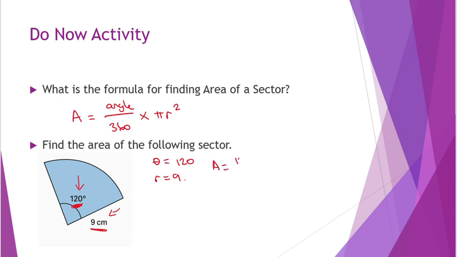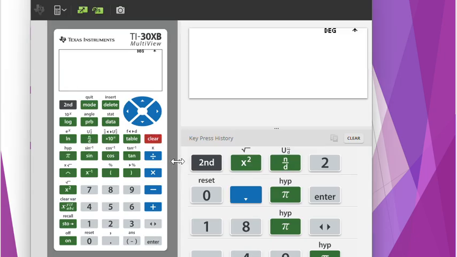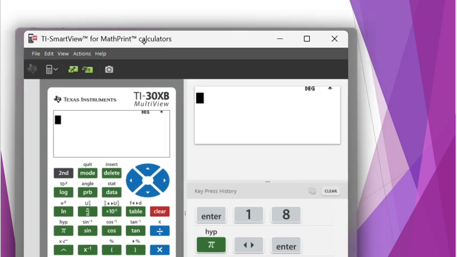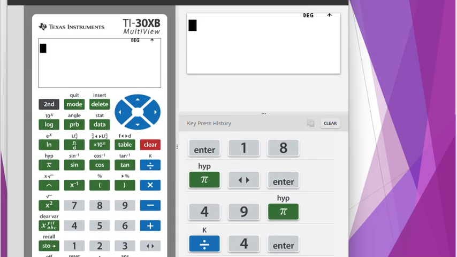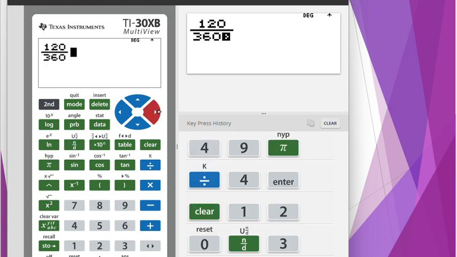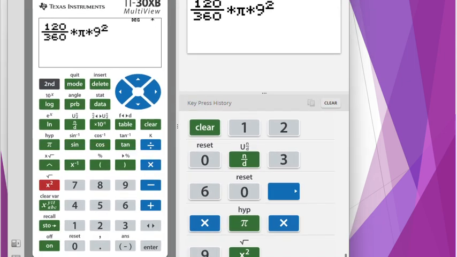Now I'm going to use my formula and substitute in my values. So A is equal to 120 degrees over 360 times pi times 9 squared. If we type this exactly into your calculator, 120 over 360 times pi times 9 squared, I end up getting 27 pi.